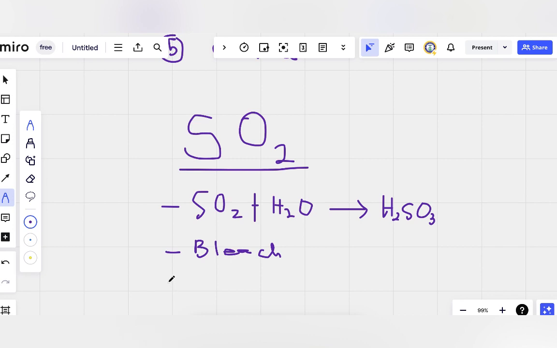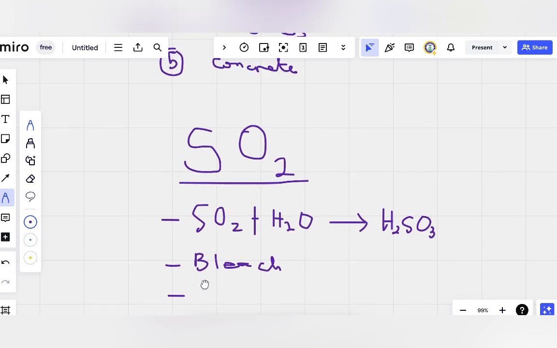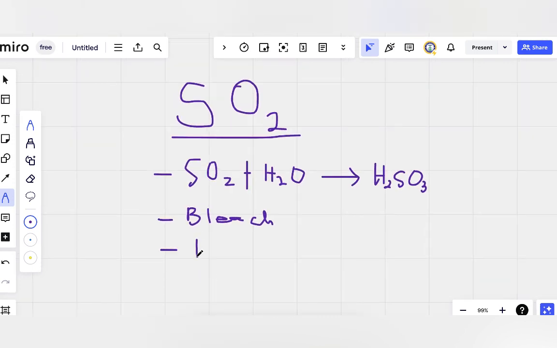Another thing is that it can kill bacteria. Sulfur dioxide kills bacteria. So it can be used as a preservative, because it kills bacteria. We can use it as a preservative, depending on how well it's being used.